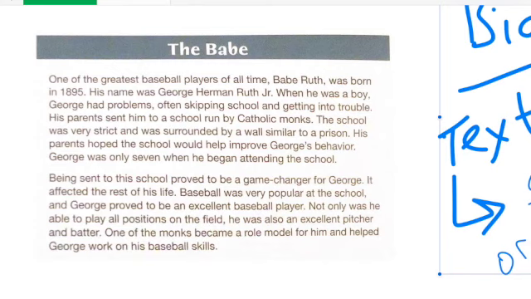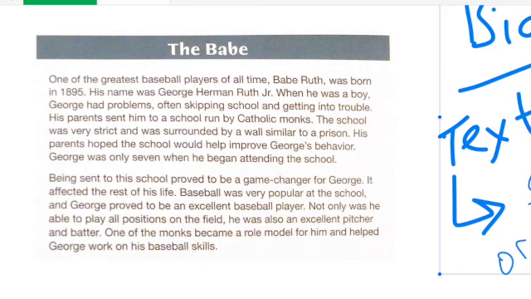Being sent to this school proved to be a game changer for George. It affected the rest of his life. Baseball was very popular at the school, and George proved to be an excellent baseball player. Not only was he able to play all positions on the field, he was also an excellent pitcher and batter. One of the monks became a role model for him and helped George work on his baseball skills. So I'm going to stop right there, and I want to look at this first paragraph.